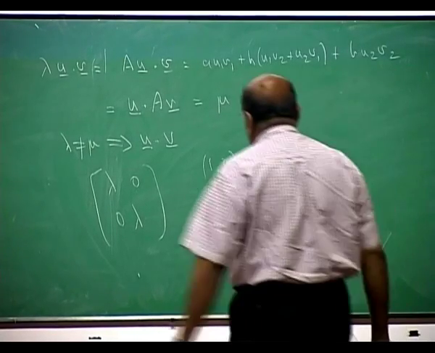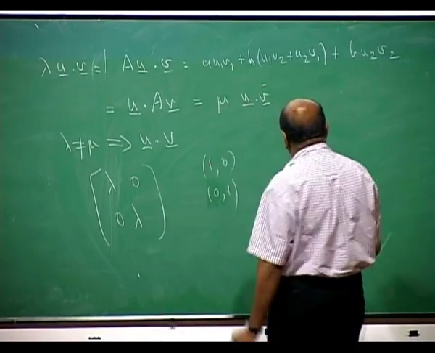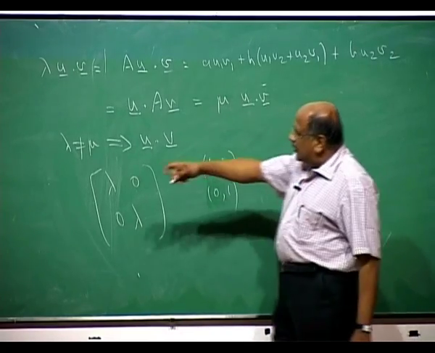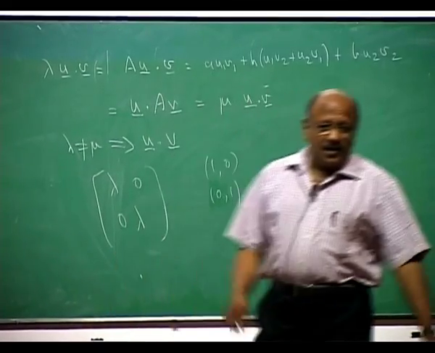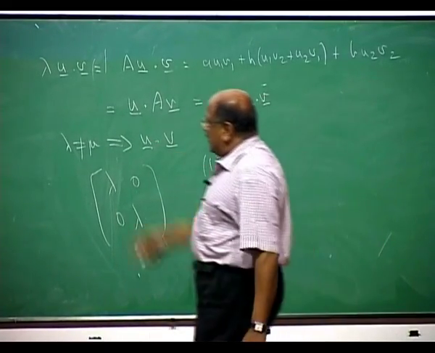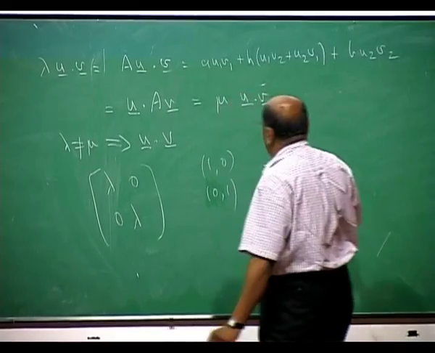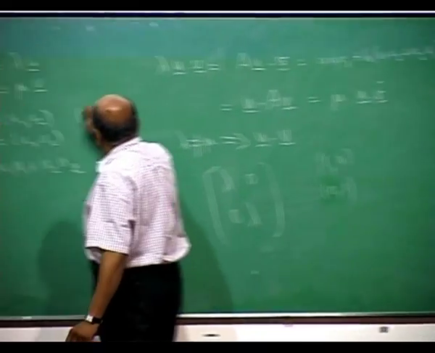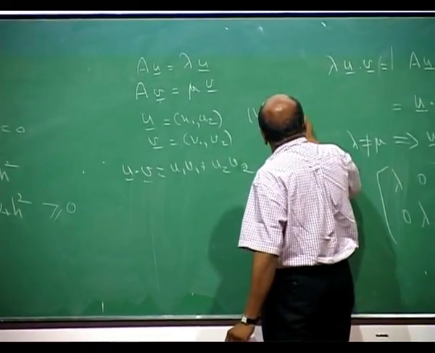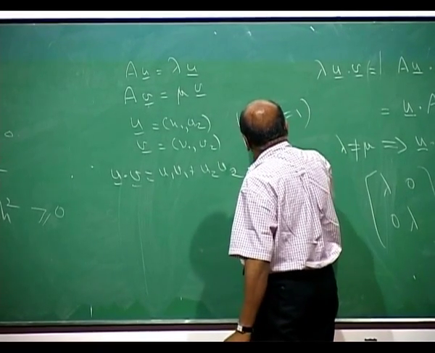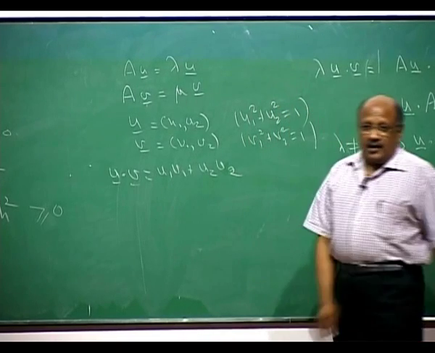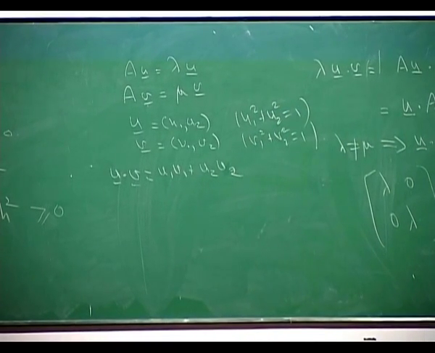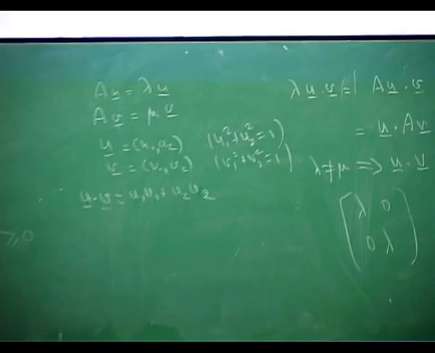Okay? And I will further impose the condition, since I can multiply these eigenvectors by any constant and it will still be an eigenvector, I will divide by the length of the eigenvector to get unit vectors. So henceforth I will assume that U1 squared plus U2 squared equals 1, V1 squared plus V2 squared equals 1. I have normalized these eigenvectors.